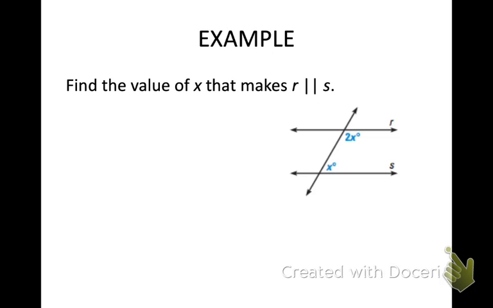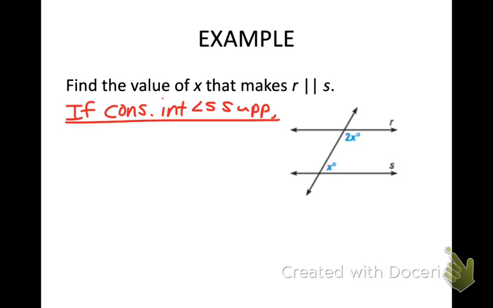Okay, so I know this is a little confusing because there's that little bar line up top. So you see where it has the line? Let's write down our theorem on that line. What angle relationship do we have? Consecutive. So if consecutive interior angles are supplementary, then parallel lines.